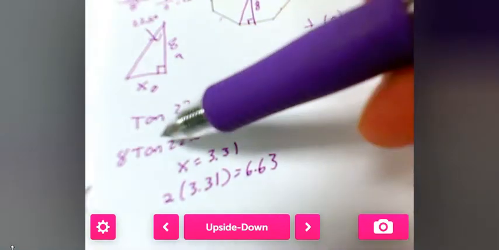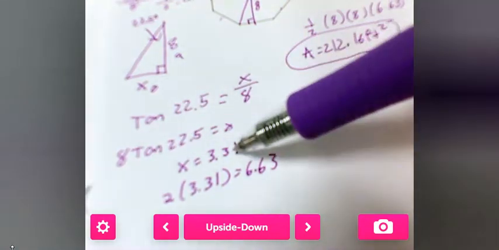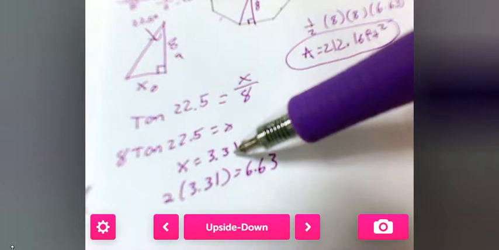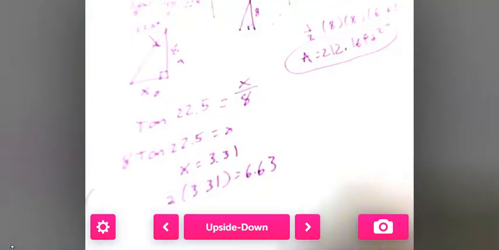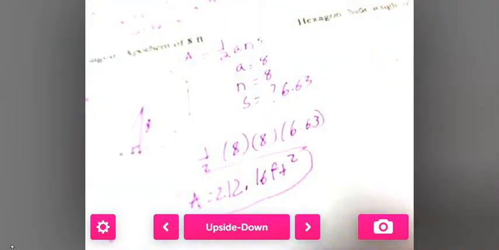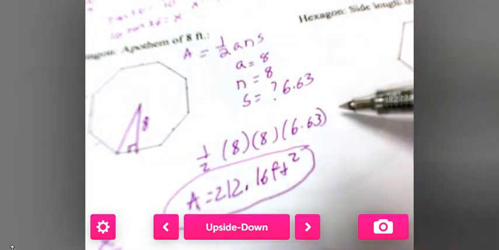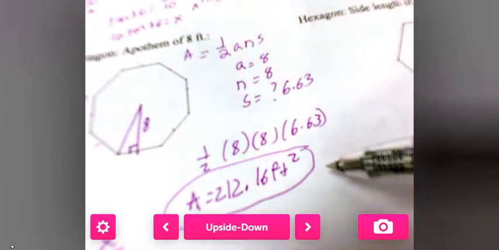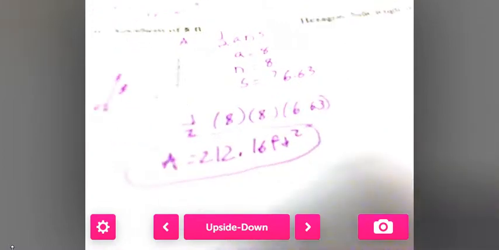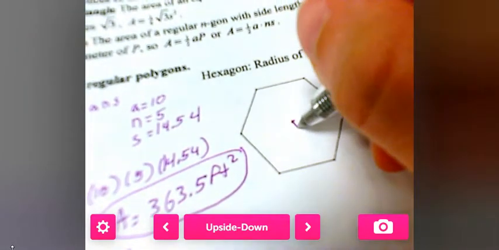So 8 tan 22.5 gives us 3.31. 2 times 3.31 is 6.63. So 6.63 is the length of our side. So we plug it in. 1/2 times 8 times 8 times 6.63 gives me 212.16 feet squared. Okay, let's do the other way. We're given a radius. Now a radius means it goes down here.